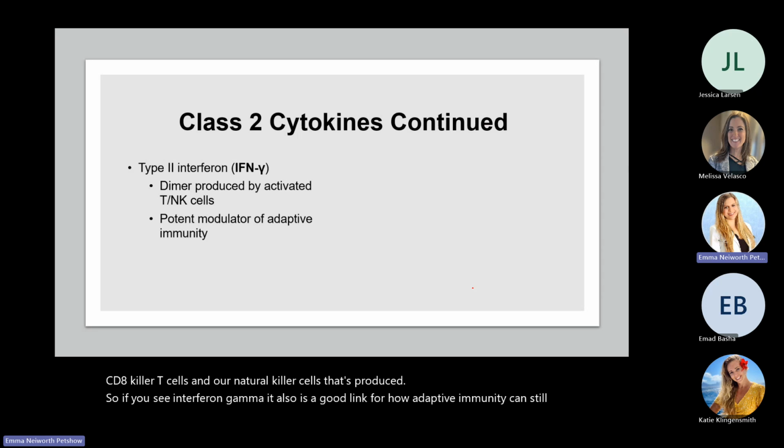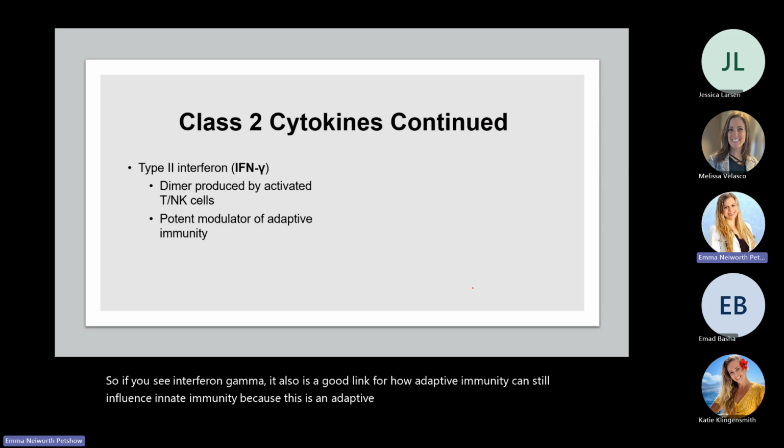Because this is released by adaptive immunity, right? T cells and B cells, but it's acting on our macrophages, which are part of our innate immune system. So it encourages that cross communication. If a stem talks about an intracellular pathogen or any granuloma formation, think like tuberculosis, think interferon gamma as a potential cytokine that's involved. It's almost central to all those pathologies.